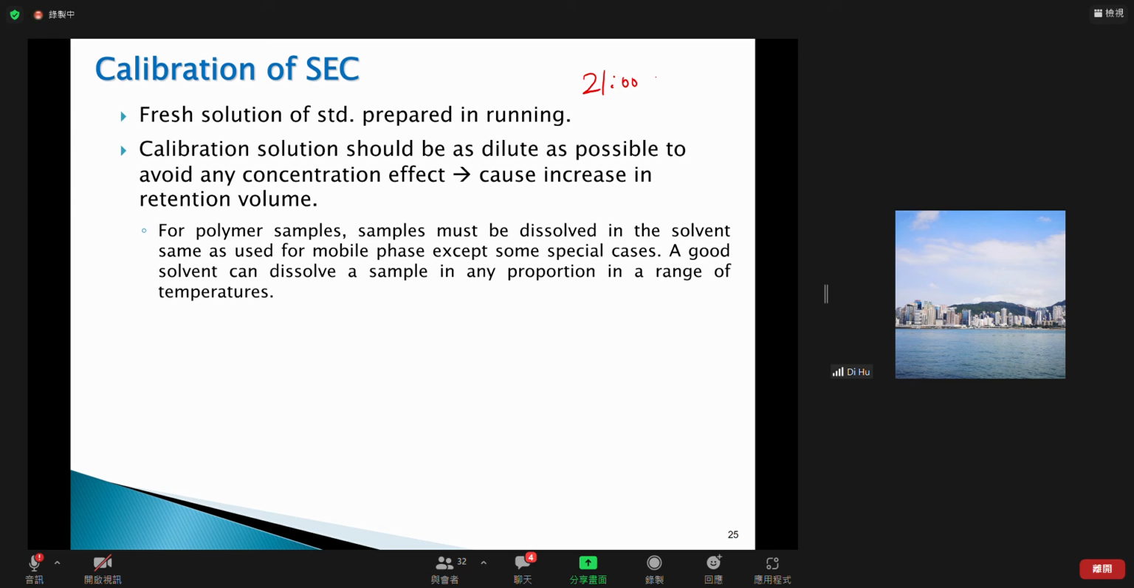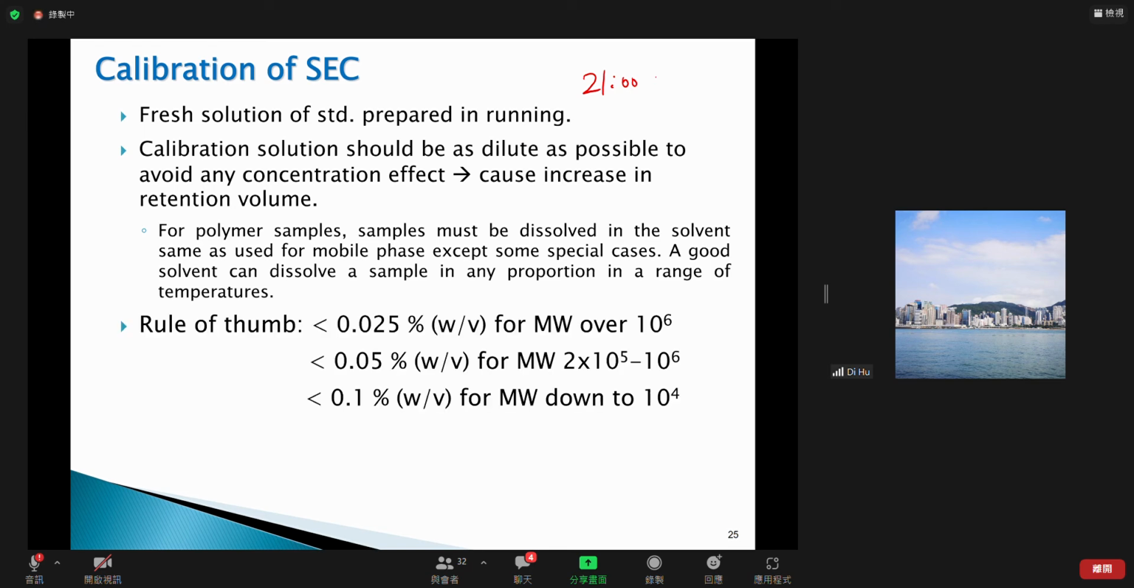Okay, so we can see for the polymer sample, the sample must be dissolved in a solvent, same as used for the mobile phase. So this is the ideal case, but sometimes it's a bit different. It's fine, except for some special cases. A good solvent can dissolve a sample in any proportion in a range of temperatures. So the solvent is very important.